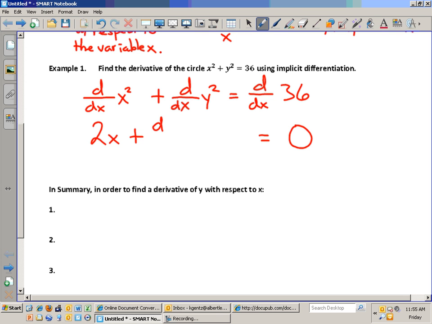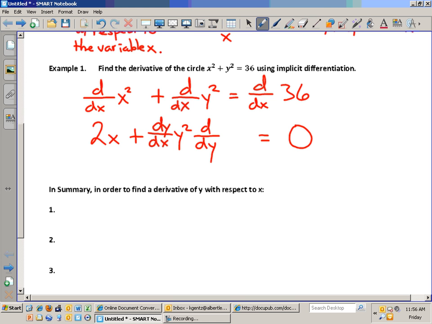d over dx of y squared. And then watch this. d over dy. Now, I added a y in the denominator, so I should also add a y to the numerator. I can't just add that without adding a y to the numerator. I add it there.